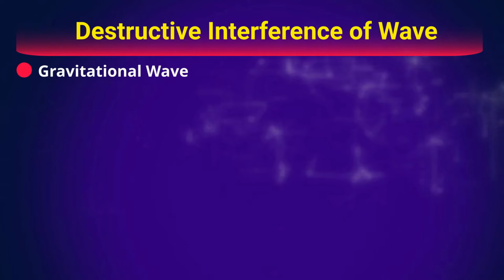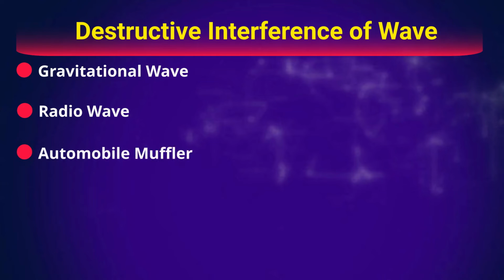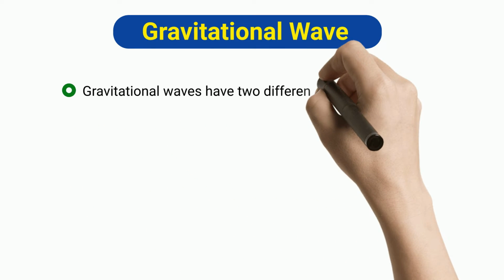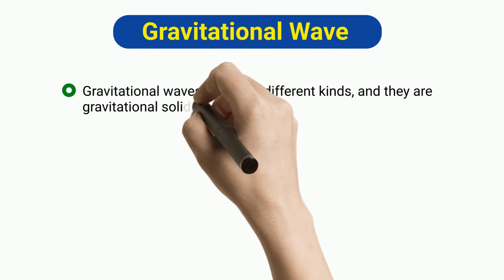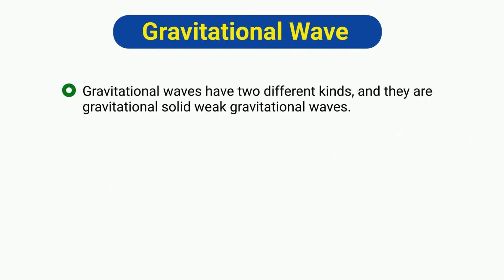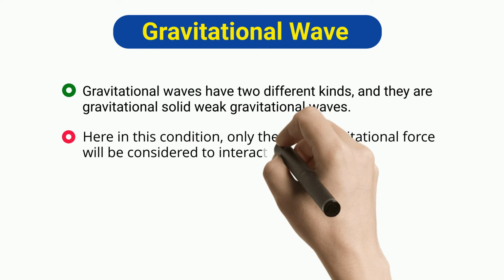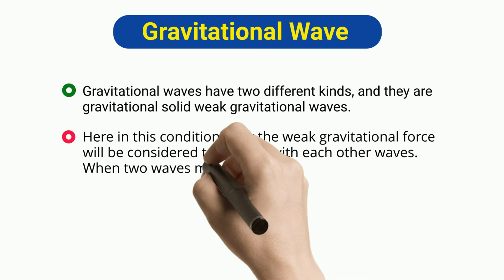Gravitational wave, radio wave, automobile muffler, speaker waves, musical instruments. Gravitational wave. Gravitational waves have two different kinds: strong and weak gravitational waves. Here in this condition, only the weak gravitational force will be considered to interact with each other's waves.